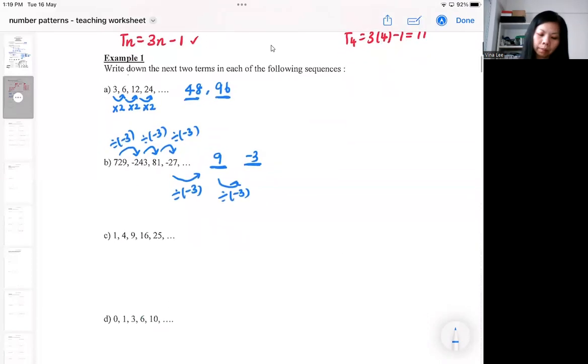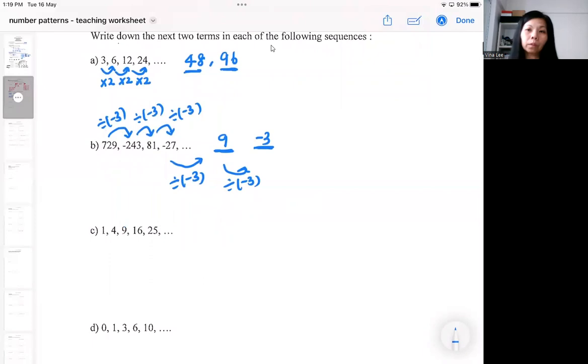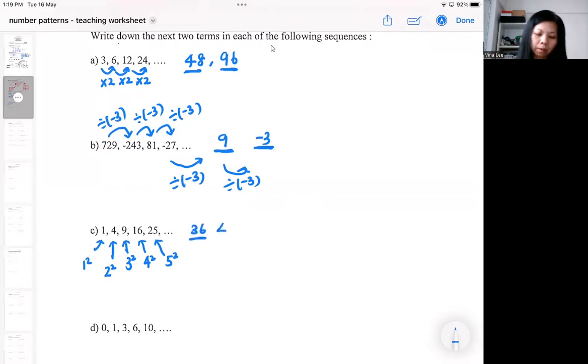The next one, do you observe that it is a square number? These are all perfect squares. This one is 1 square, this one is 2 square, this one is 3 square, 4 square, 5 square. So the next term should be 6 square, which is 36. Then the next one will be 7 square, 49. So you discover the pattern and you can generate more numbers on your own.